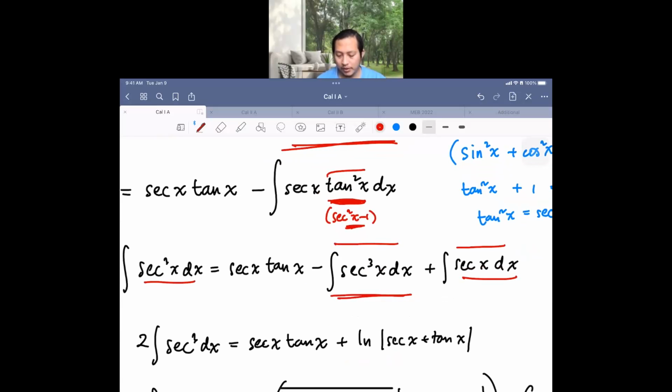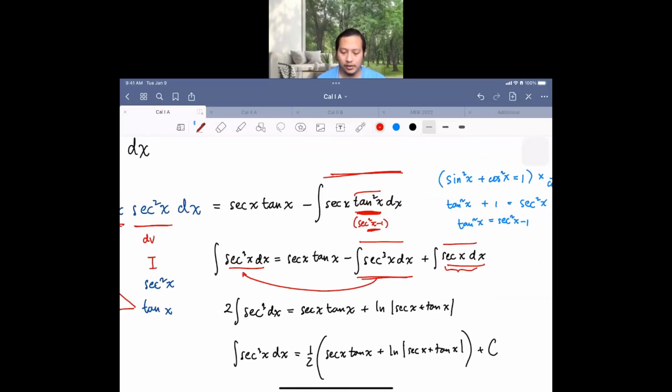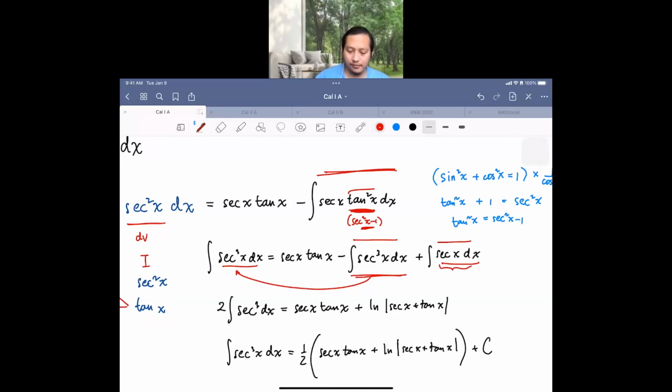The secant cube and the secant x. Secant x we already previously described, so we can just directly get the answer. And secant cube, we can move to the original equation, right? And we can solve the whole equation, right? Oh, I understand. Thank you, Professor.